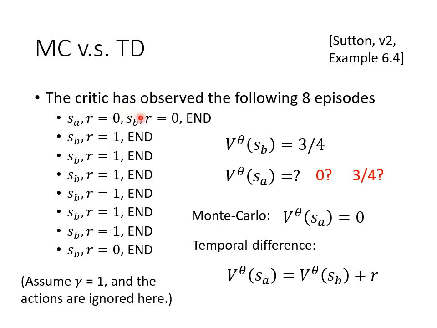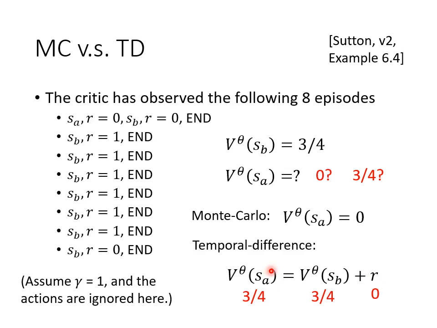Next, it enters SB. Then V theta of SA should be equal to V theta of SB plus this reward. The notation here is not so good. This R refers to this R here. So, according to this idea, what is V theta of SB? It's 0.75. What is this R? It's 0. But V theta of SA should be 0.75, right? According to the idea of TD, V theta of SA should be 0.75.